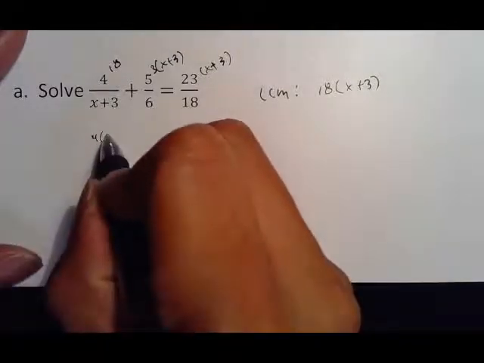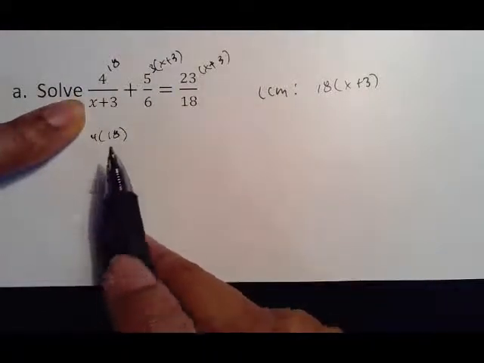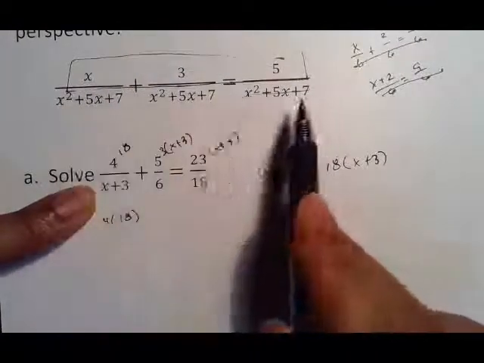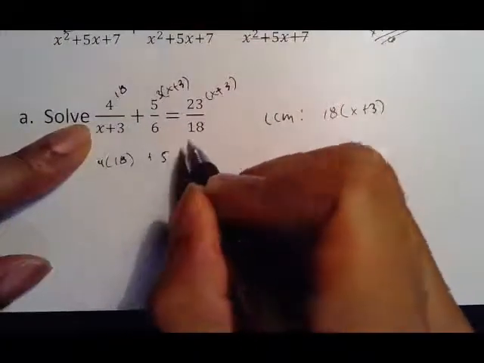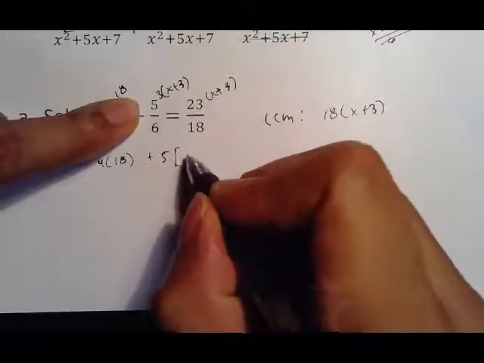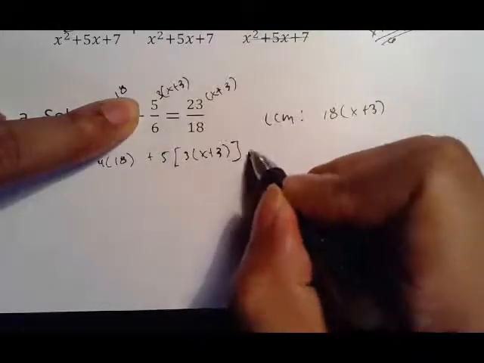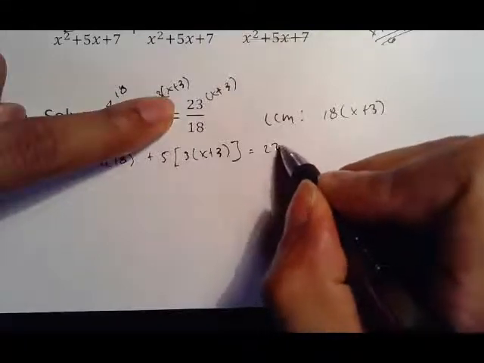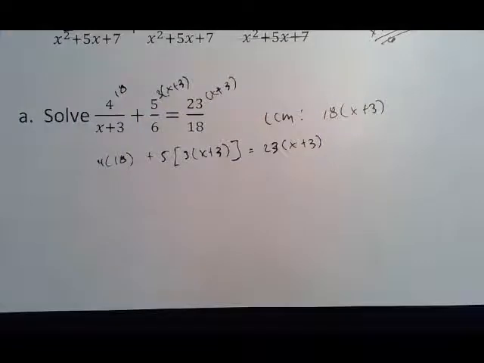But again, what I do is I write everything. So 4 parentheses 18 here, because again, I don't need the bottom, since in the end, as we said here, the bottom of the fraction isn't going to be important anyway, plus 5, and in this I have to use a bracket, so bracket 3 parentheses x plus 3 equals 23 times x plus 3.